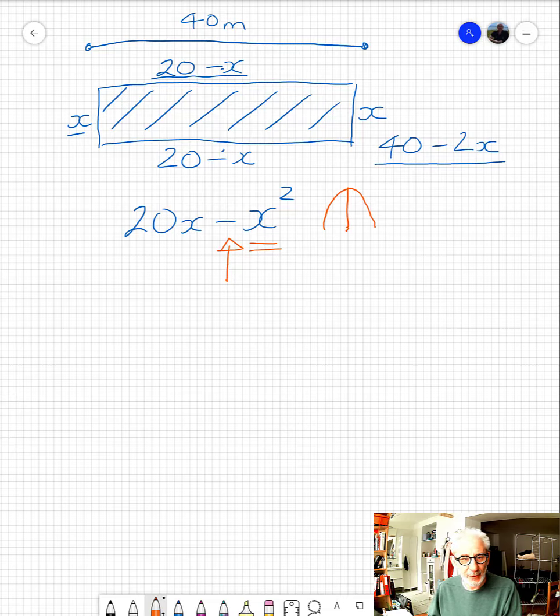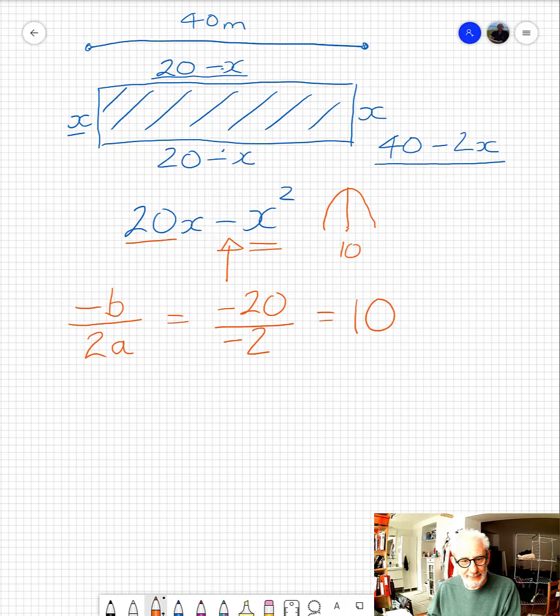And to do that, remember, all we need to do is apply the little formula that we've learned, minus b over 2a. So minus b in this case is minus 20, and 2a, where a is minus 1, is minus 2. And that tells you that the center point, the turning point of that quadratic equation, is when x equals 10. So x equals 10.